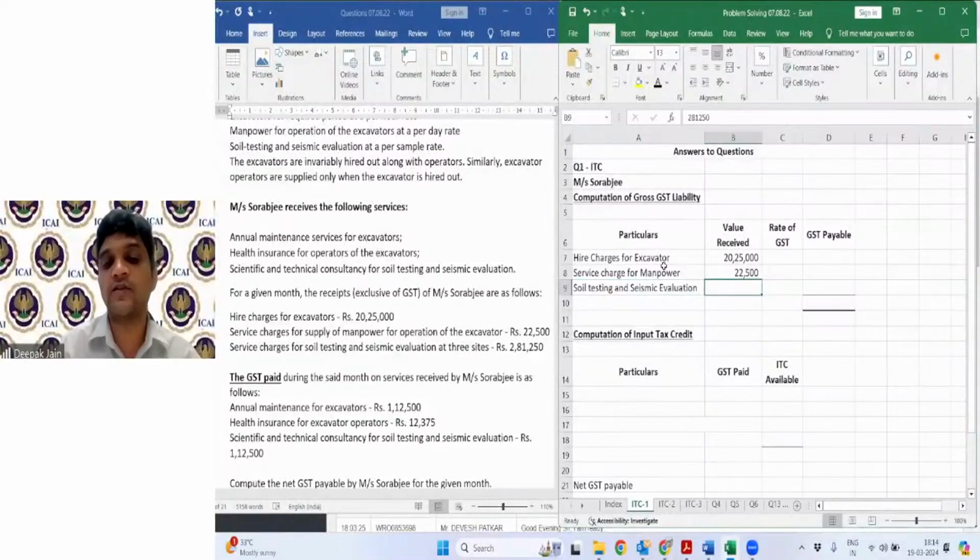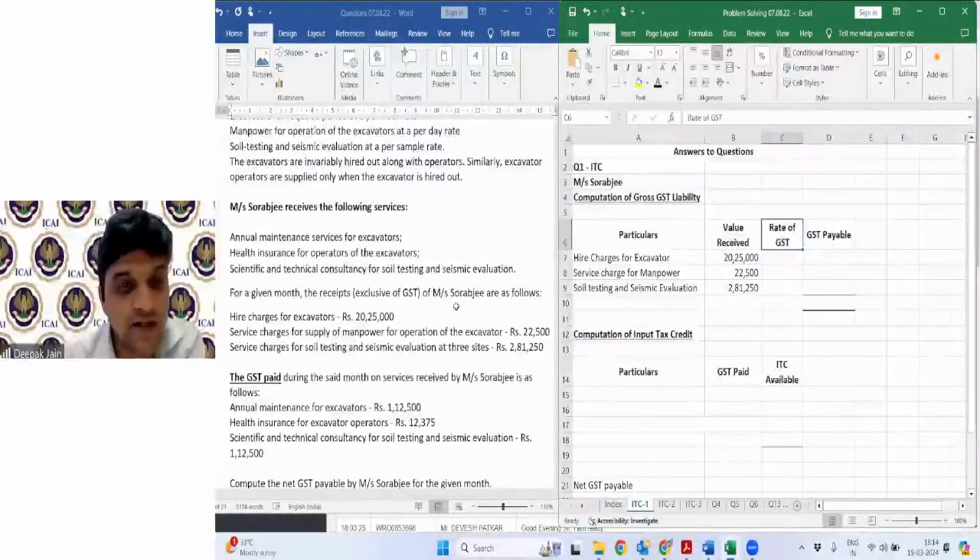They have not said this is the price you have got for each site. They have said this is the service charge received for services at 3 sites. So this is the total. Now the rate of tax. They say hiring out of excavators is 12%, and supply of manpower service and soil testing is at 18%. They have not given the GST rate for service charge for manpower. So will you take it as 12% or 18%?